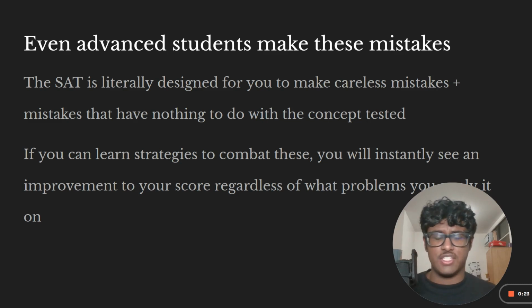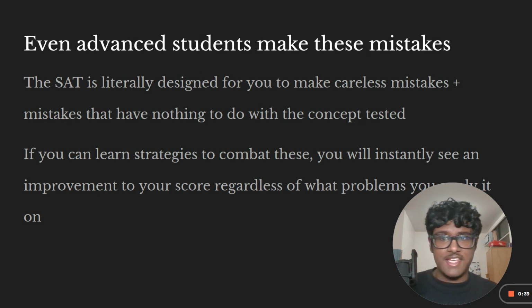Even the most advanced of students are going to make these mistakes. It doesn't really matter what level you're in or what score range you're in. It's still possible for you to make these mistakes because they're not really conceptually bound and they're more specific to the SAT rather than a certain skill on the SAT, right?